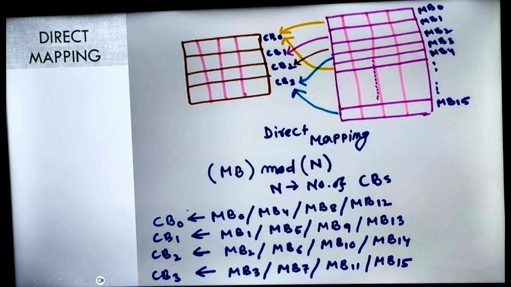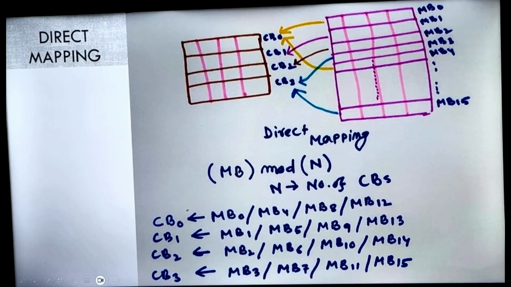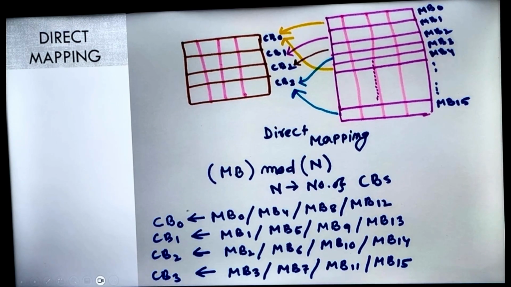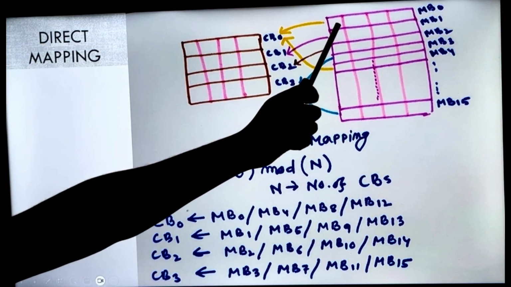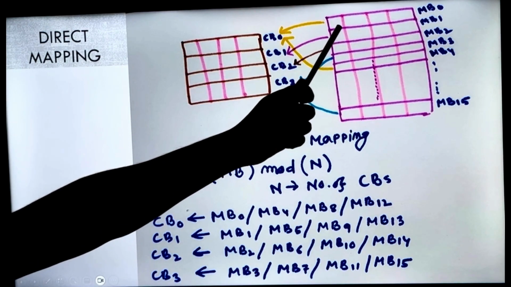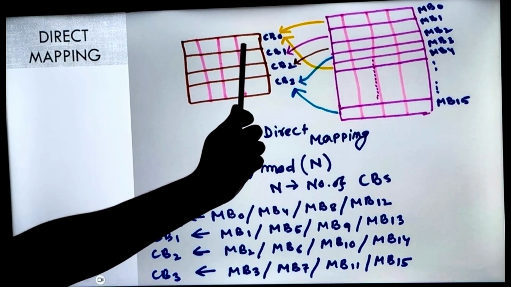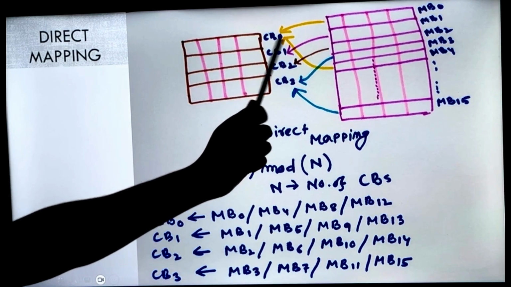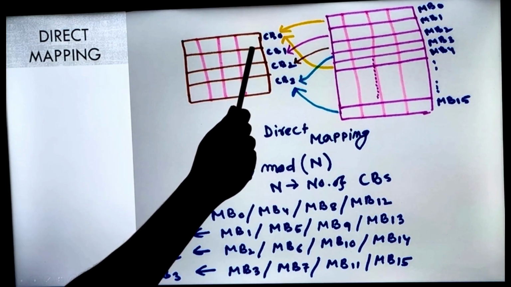Those techniques or algorithms will tell you where to copy. You cannot directly copy MB0 anywhere you want. There are some rules. So what are the rules? The first rule is called direct mapping, the easiest mapping technique. Direct mapping says whenever you want to copy something from your main memory, say MB0, then this MB0 can be copied to CB0 only. Please remember, MB0 can be copied to CB0 only, not in any other place.